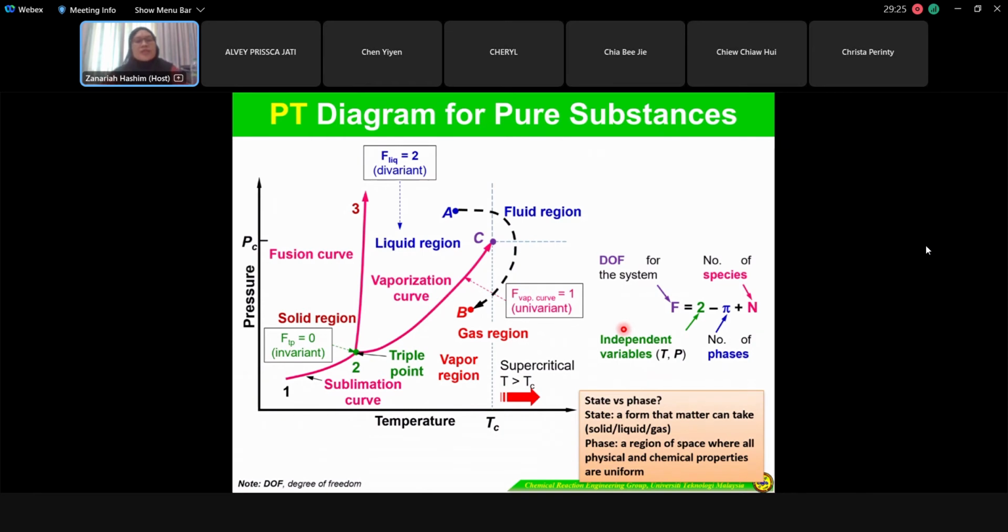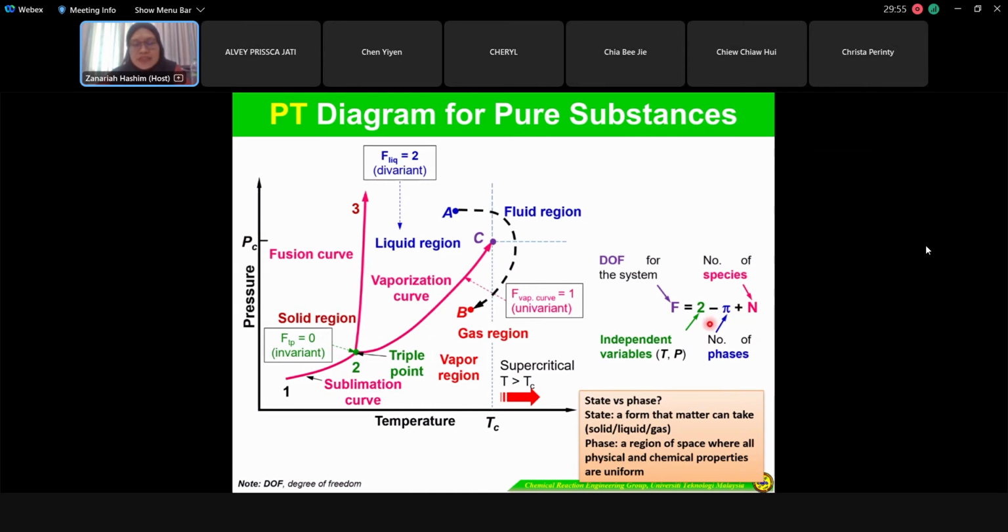All right. So related to this diagram, I think you have learned about this before, the degree of freedom. So F, this equation here, is for the degree of freedom, which is shown by F. DOF is the degree of freedom. The equation can be written as F equals 2 minus pi plus N.